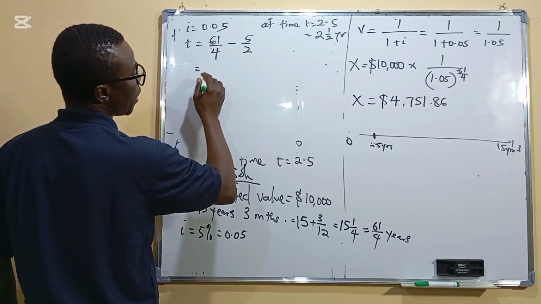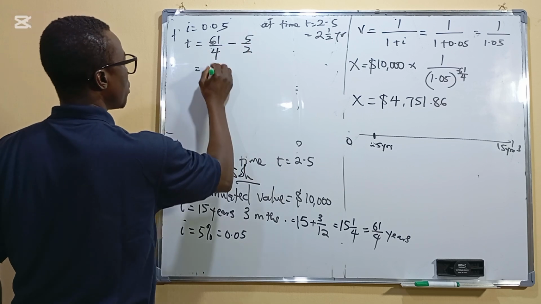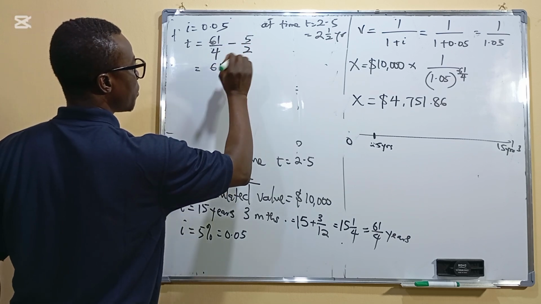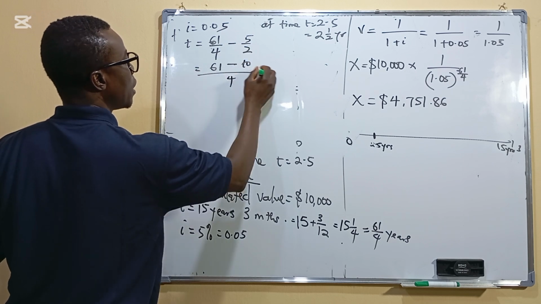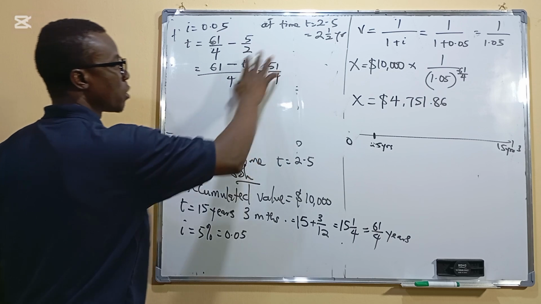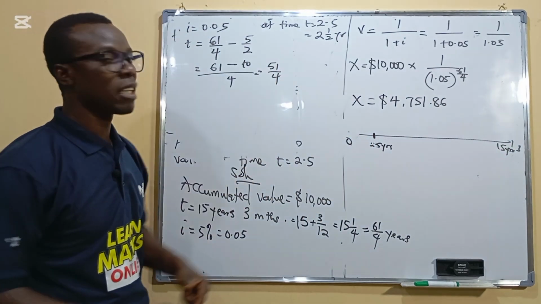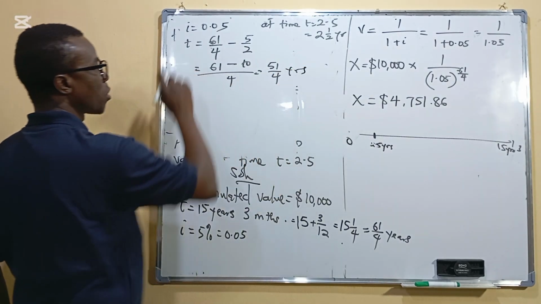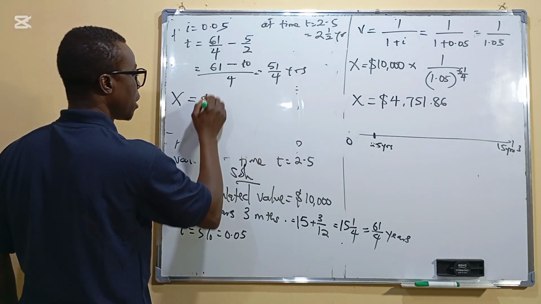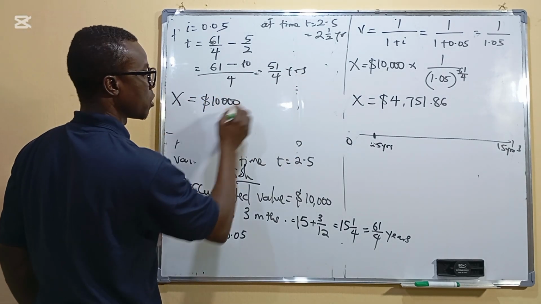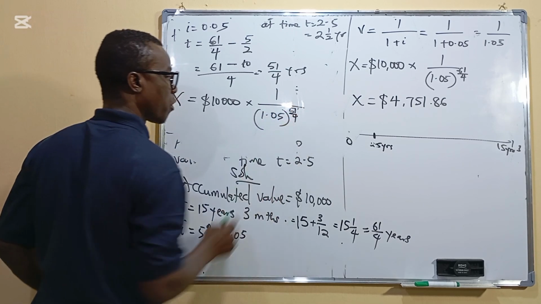So that's what I have here. And having this value, I have 5 years, and that will be 61 minus 10 over 4, and that gives 51 over 4. So this will be the duration. From here to this point here is actually 51 over 4 years. So that will be my value of t. So I'm going to go over this again and say the present value for this is going to be 10,000 US dollars times 1 over 1.05 raised to the power 51 over 4.